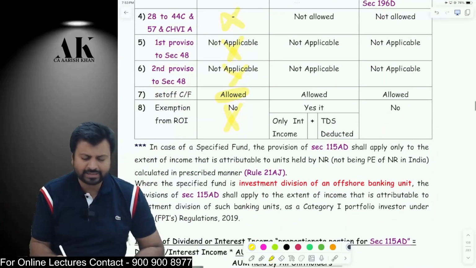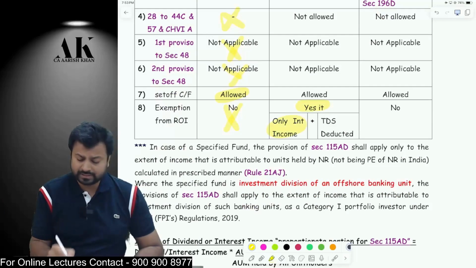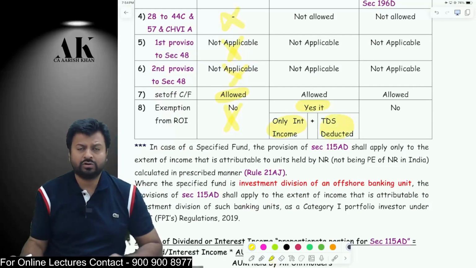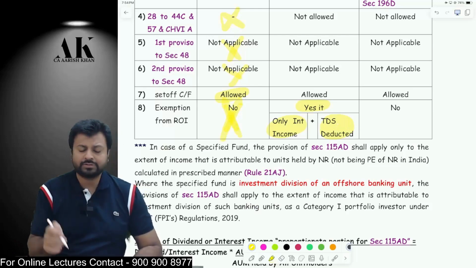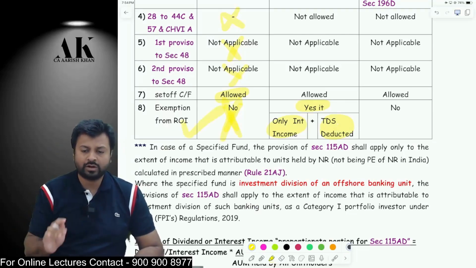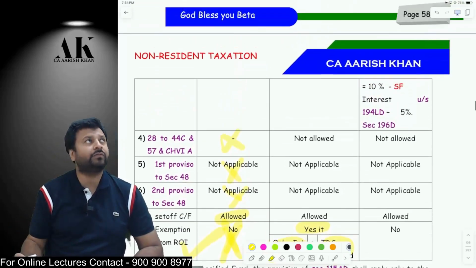Rest everything is the same except the last point, that is exemption from filing ROI. Yes, if they only earn interest income and TDS is deducted, there is no need to file ROI. In the first case, there is no exemption. It means in the first case, you have to file the ROI. In the second case, there is some relaxation from filing of ROI.